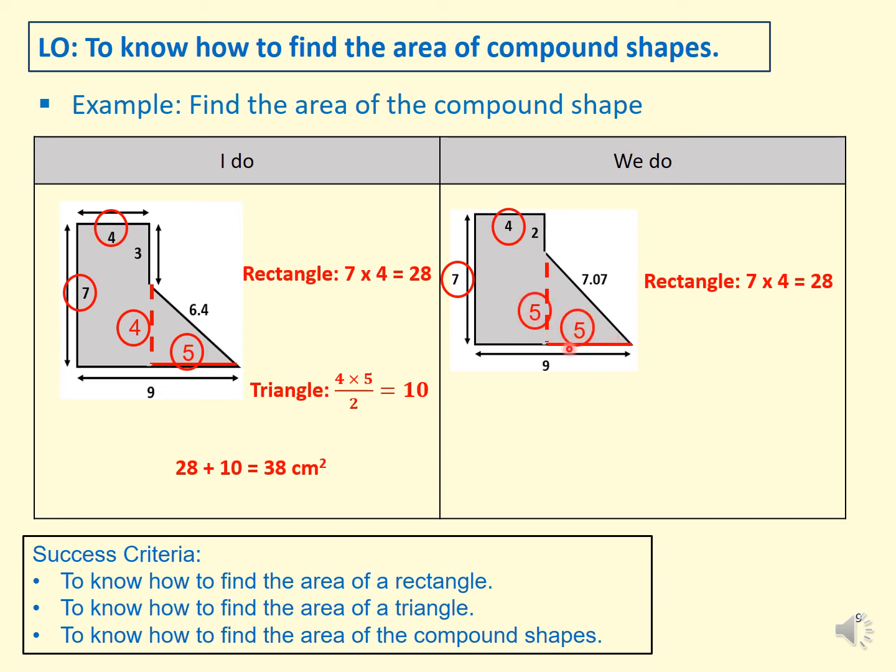To find the area of a triangle, base times height and divide by 2. So 5 times 5, which is 25, and then 25 divided by 2 is 12.5. At the end, to find the area of the compound shape, add these two up. So 28 add 12.5 is 40.5 centimetres squared.